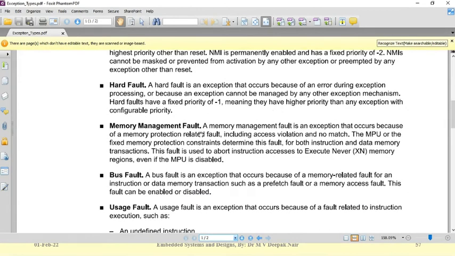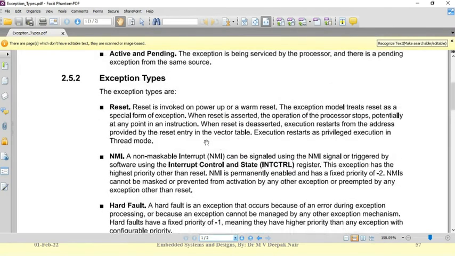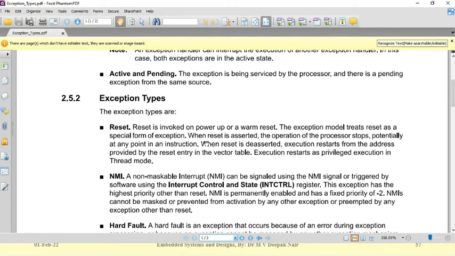Memory management fault. What does that mean? Can anyone tell me what is memory management fault in general? What can be the memory management fault?